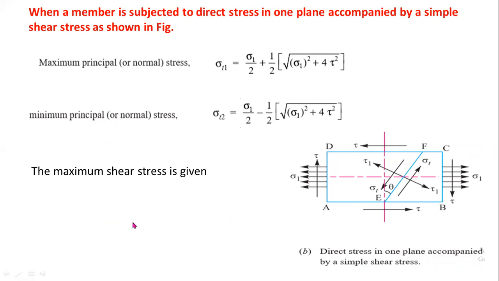The maximum shear stress is tau max. Tau max equal to sigma T1 minus sigma T2 equal to 1 by 2 square root of sigma 1 square plus 4 tau square.